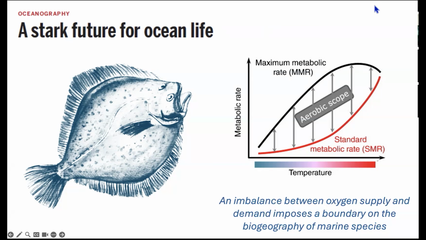Yeah, so the maximum metabolic rate sometimes, not always, declines at high temperature, and that is interpreted usually as a loss of the capacity for oxygen supply.